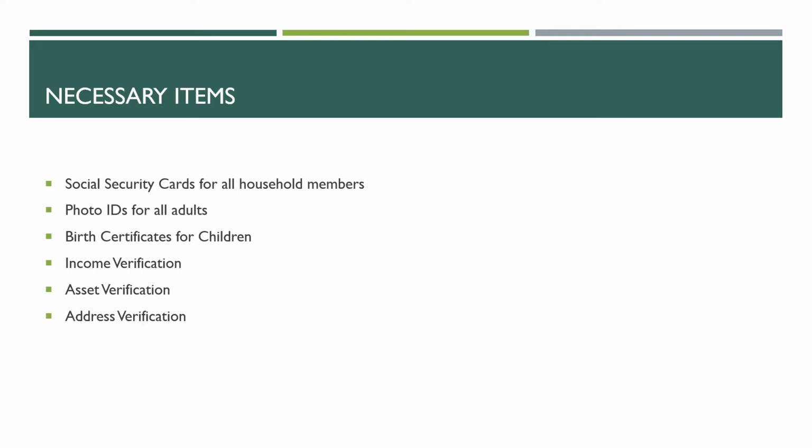If applying for local preference, proof of address must be provided. This can be a current lease, utility bill, or postmarked mail. Finally, make sure signatures are provided on all forms by all adults in the household.